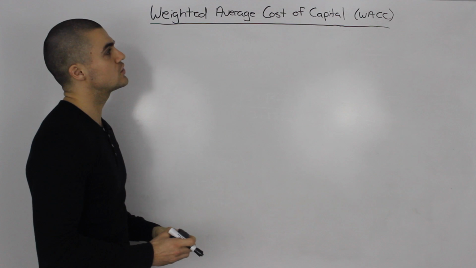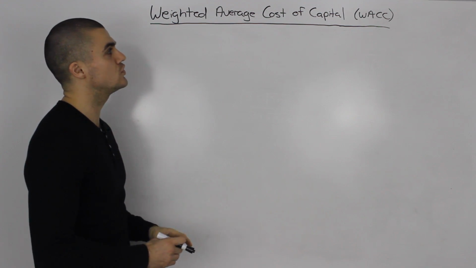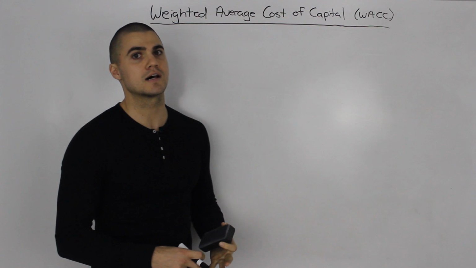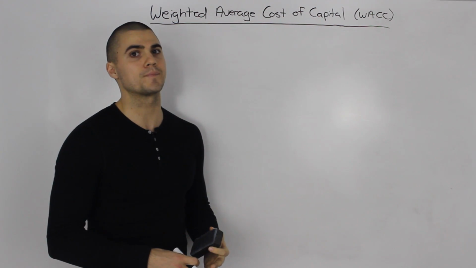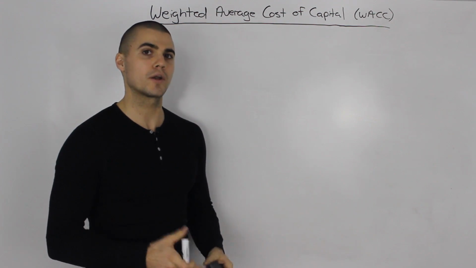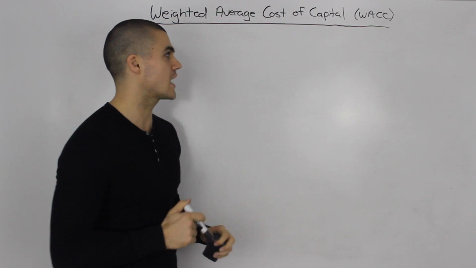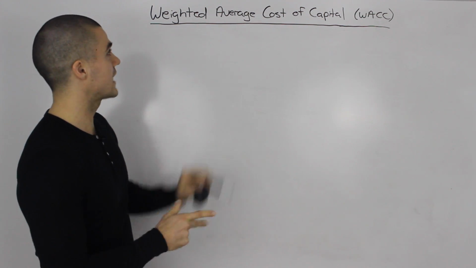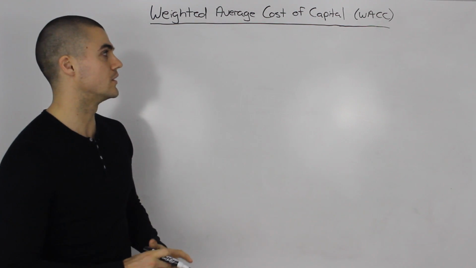Now, two things that you have to review for this chapter are how to value stocks and how to value bonds. So you may want to go and review that before starting this chapter, because you're going to have to know how to do that in order to calculate the weighted average cost of capital.